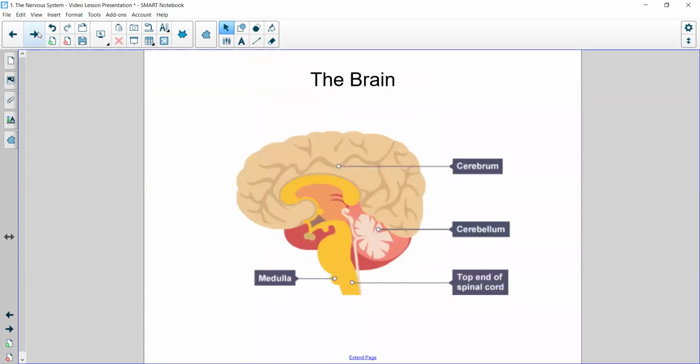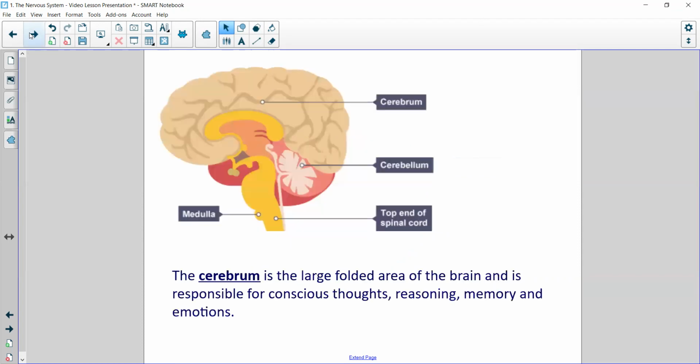So let's take a look at the brain then. So the brain has three key areas. The first of these is called the cerebrum. Then we've got the second part, which is towards the back, the lower back part of the brain, the cerebellum. And then the lower front part of the brain is called the medulla. And the brain connects to the top of the spinal cord directly. So that's why we consider this and the spinal cord the central nervous system.